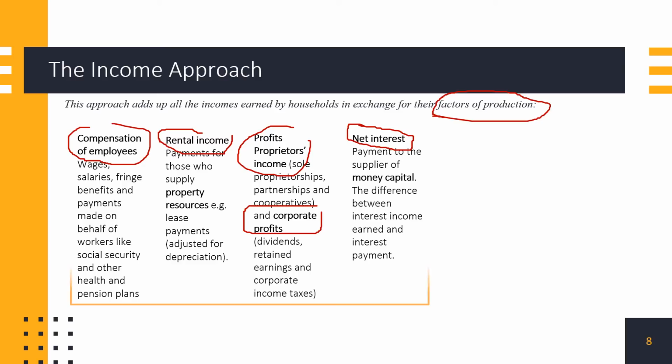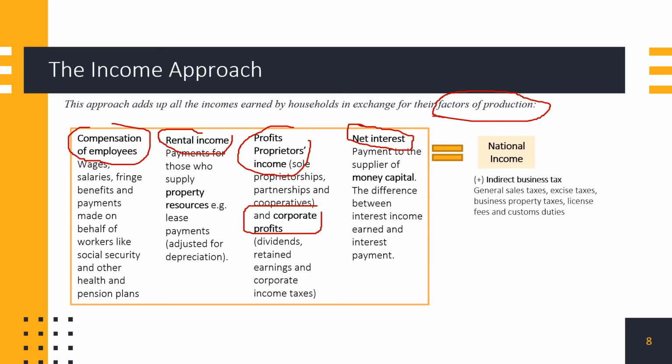Okay, when you add these four together, what you have is basically called national income. National income is the total income of Malaysians, whether it is earned in Malaysia or abroad. Now, how do we get GDP from national income? We have to make several adjustments. Specifically, we need to make three adjustments.